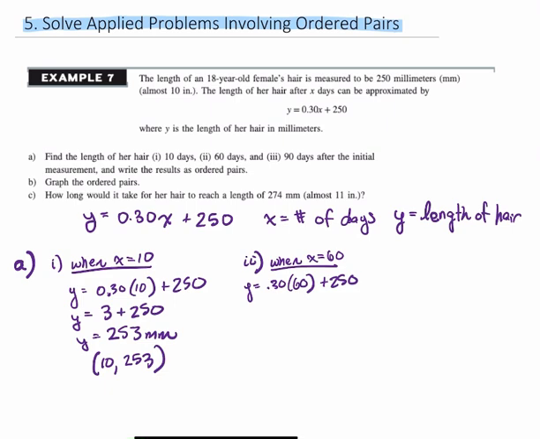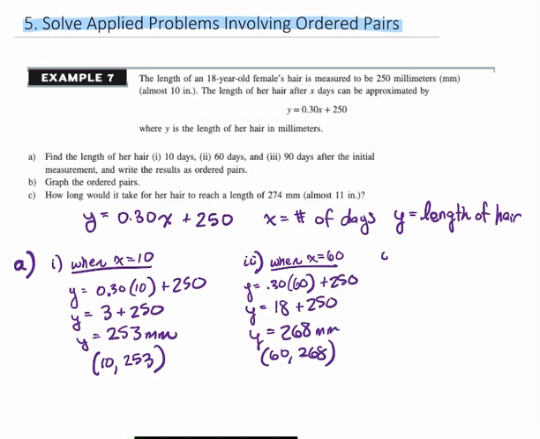0.3 times 60 should give you 18. So 18 plus 250, and then 250 plus 18 is 268. So 268 millimeters. So that's how long it'll be after 60 days, after about 2 months. So we can have the point with the ordered pair 60, 268.